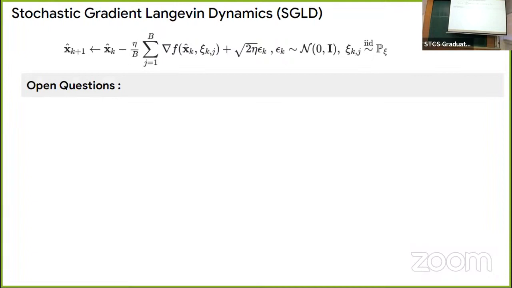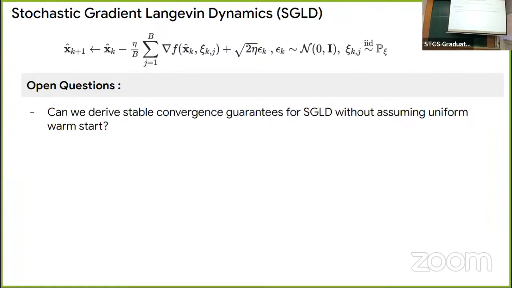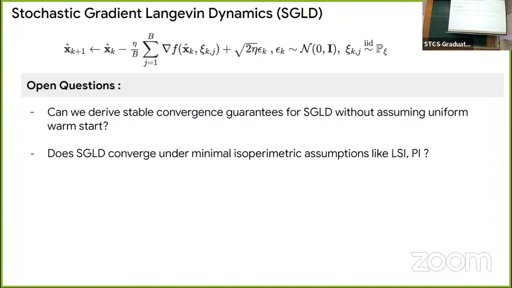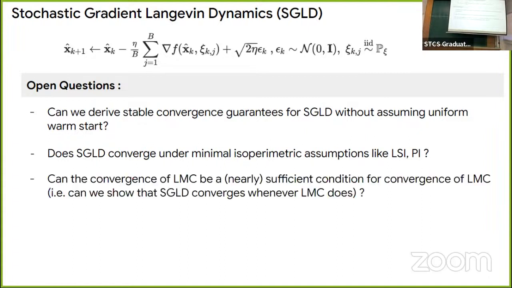So we have some open questions. That is, can we derive stable convergence guarantees for SGLD without assuming uniform warm start, which we will do? And then, does SGLD converge under minimal isoperimetric assumptions like log Sobolev inequality and Poincare inequality, which we also show. And the next question is, can the convergence of LMC be a nearly sufficient condition for the convergence of SGLD? So this has to be SGLD, it's a typo. That is, SGLD converges to the target whenever Langevin Monte Carlo converges, but we can't hope to get stable guarantees under such general conditions.